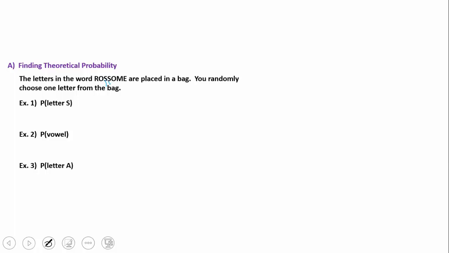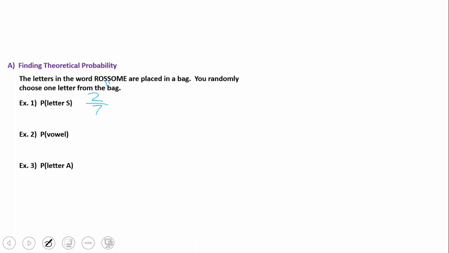I look up there and I see there are two letter S's, so there are two favorable outcomes for the letter S out of 1, 2, 3, 4, 5, 6, 7 possible letters. So the probability is 2 out of 7. I could convert that to a decimal, and I could convert that to a percentage. Remember, in the real world, most probability is discussed as a percentage.